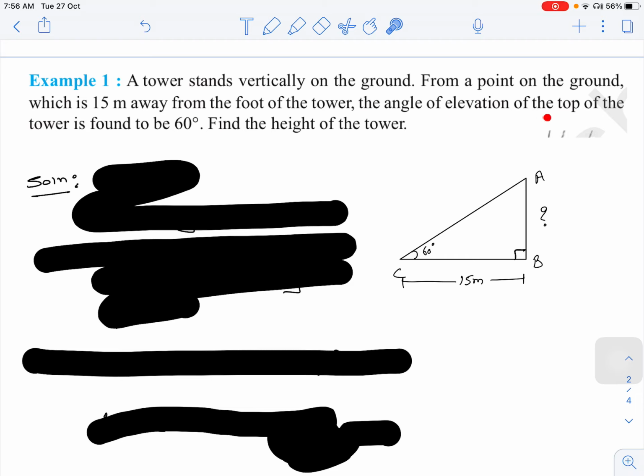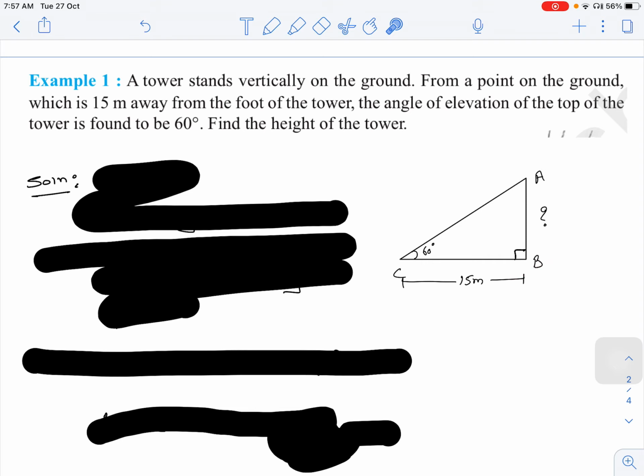The angle of elevation of the top of the tower means from this point we have to watch the top of the tower. Remember that from here, the straight line will be the horizontal and this line will be the line of sight. So the line of sight is above the horizontal. The angle formed here will be the angle of elevation, which is found to be 60 degrees. We have to find the height of the tower, this value.